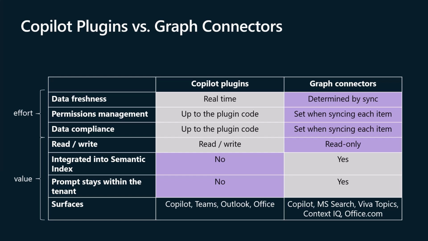In a plugin, permissions management and data compliance are up to you as the developer of a plugin. You can have single sign-on, so your user has been authenticated by Entra ID, but it's up to your plugin to decide what that user can do. On the other hand, with the graph connector, you feed the permissions in with the data, and then Microsoft 365 takes care of the authorization decisions.